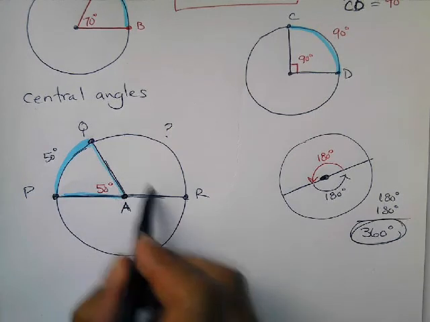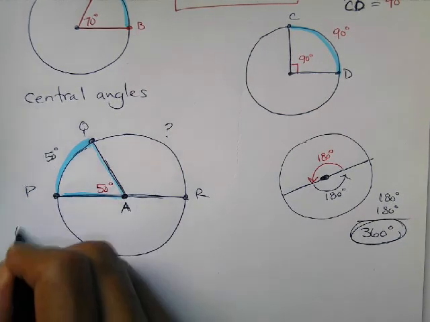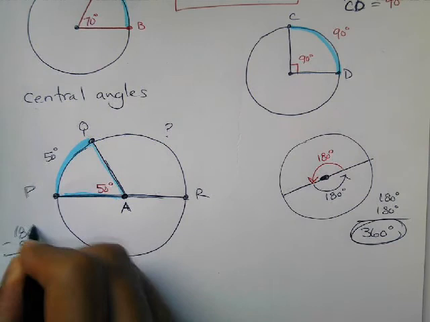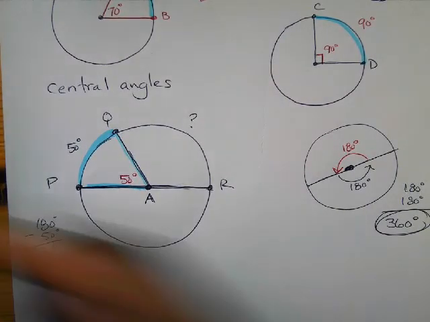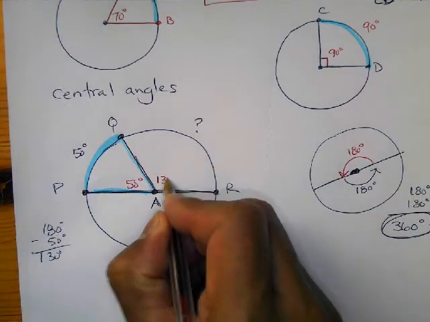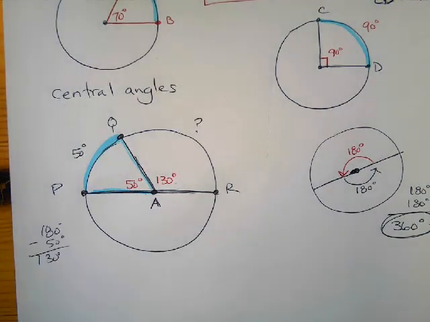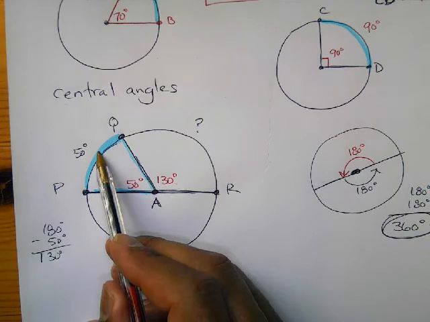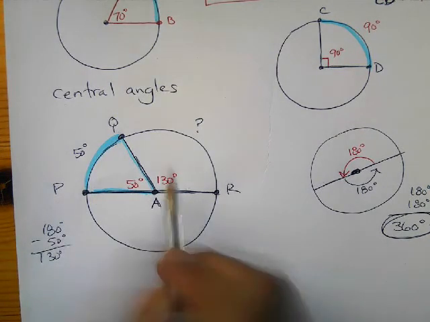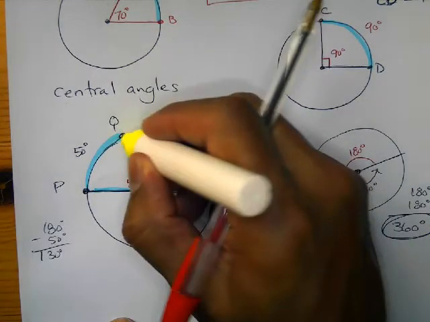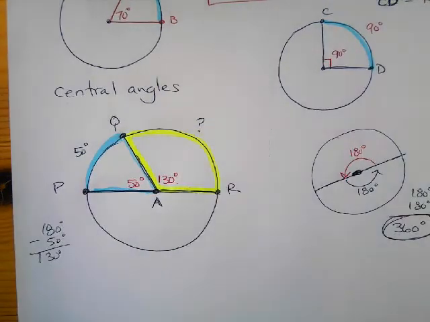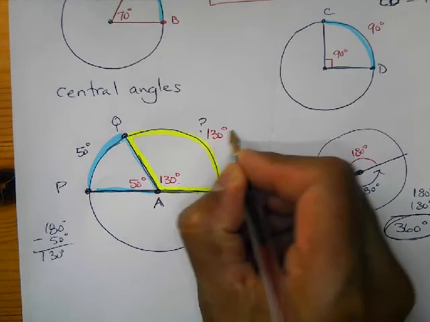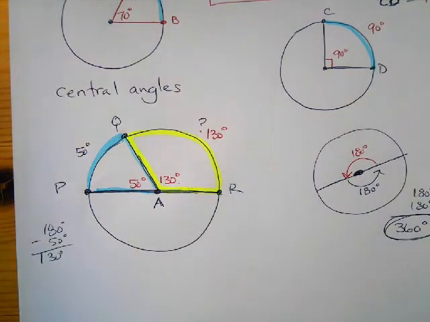Okay, so looking at this here, if this upper part is 50 and these two add up to 180, well, 180 take away 50 would make this one 130, right? That means this is going to be 130 degrees, because these two angles add up to 180. And if this is 50, the arc is 50. And if this here is 130, then the arc is also what? 130 degrees. Okay?